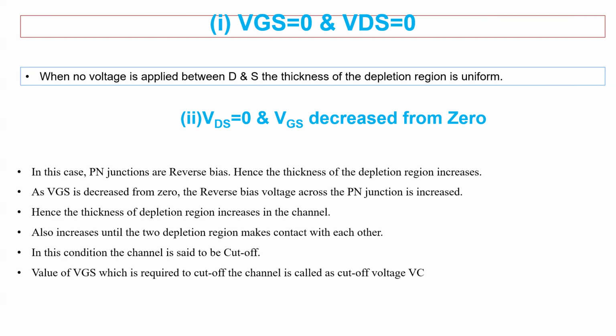Okay. Now we are going to apply VGS decreased from 0 and VDS is 0 volt. So what happens in this case? The PN regions are reverse biased, hence the thickness of the depletion region increases. As VGS is decreased from 0, that means negative, the reverse bias voltage across the PN junction is increased, hence the thickness of the depletion region increases in the channel, until the two depletion regions make contact. In this condition, the channel is said to be cut off. The value of VGS which is required to cut off the channel is called the cutoff voltage.